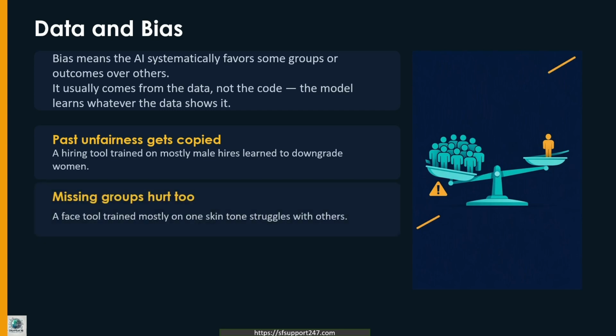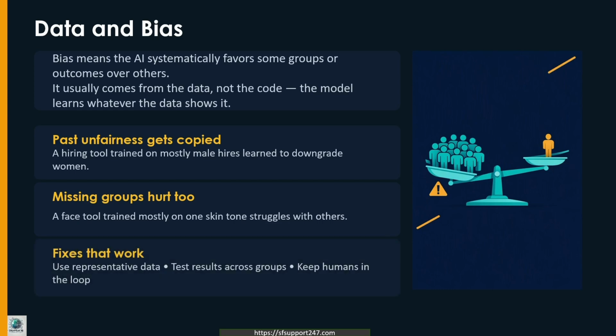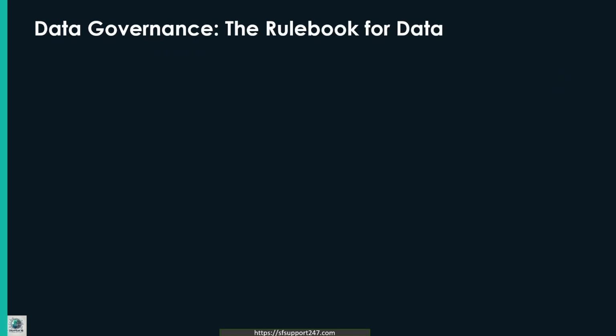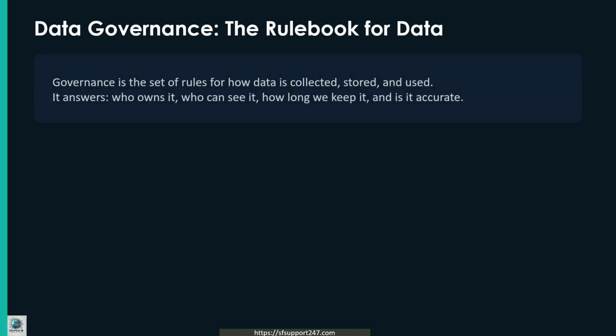Missing groups: a face tool trained mostly on one skin tone struggles with others. Fixes that work: use representation of data. It means when you are training an LLM, we have to make sure that there are different sets of data, like different skin colors, different genders, so that it understands, recognizes, and labels it correctly. Data governance, the rule book for data.